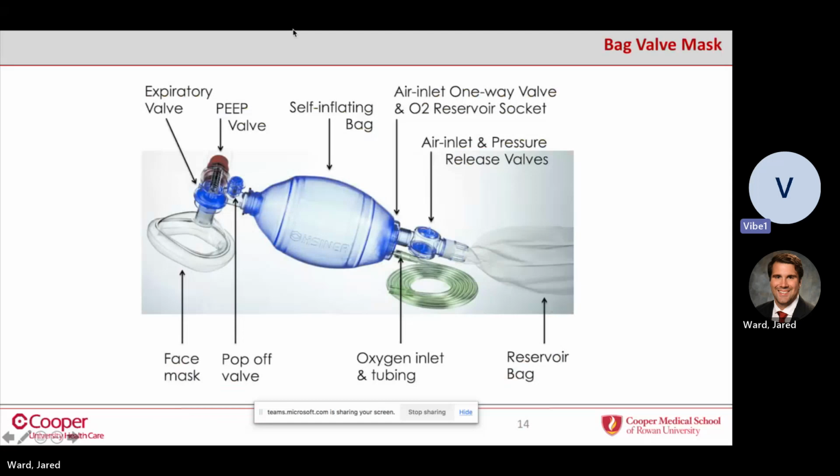But this is crucial, because you'll just be like, I don't understand why the patient's more hypoxic, and it's because you're literally blowing half the volume out of the pop-off valve because their pressures are too high. And people will just increase the PEEP valve, even in the room, and think that that's going to take care of it.